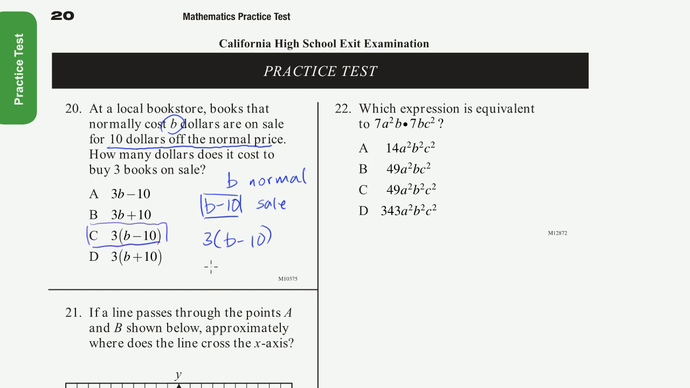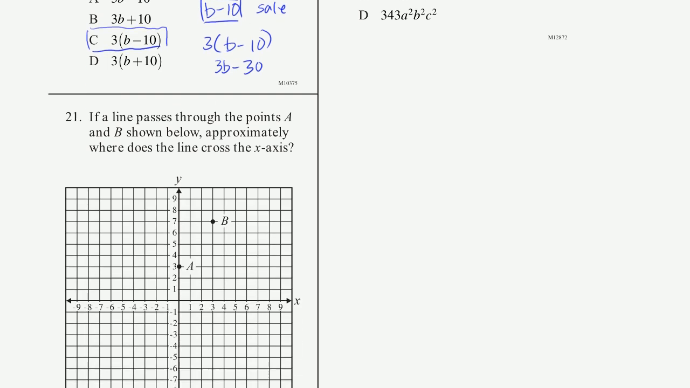Now, if they didn't write it like this, if they multiplied it out, you would just distribute the 3. So it would be 3 times B, which is 3B, minus 3 times 10, or 30. But that's not one of the choices. And lucky for us, this choice is there: 3 times B minus 10. B minus 10 is the cost of each book on sale, $10 off the normal price.